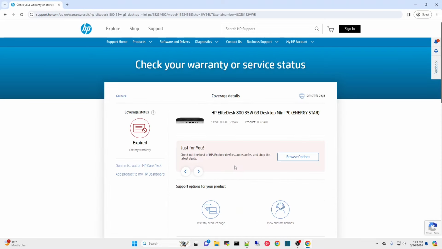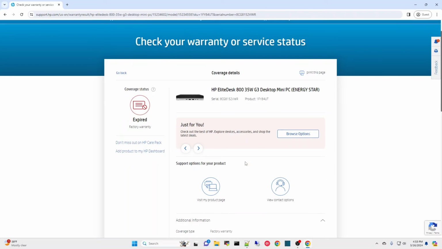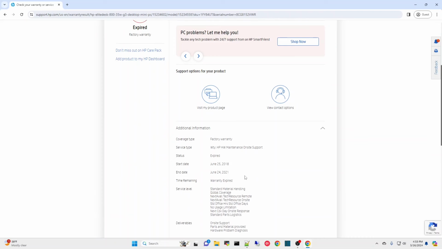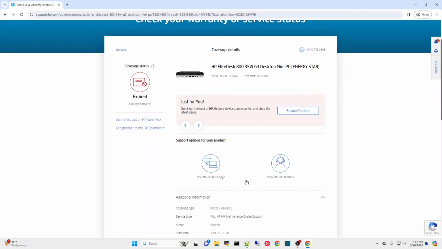And we see that obviously it's expired. And we look at some of the info that looks like it came from the factory or purchased, that is, June of 2018 with the end date of the warranty 2021. So that gives, let's see, my G3 is around, what is that, 6 years old? So that kind of gives you an idea of how old the particular product is.